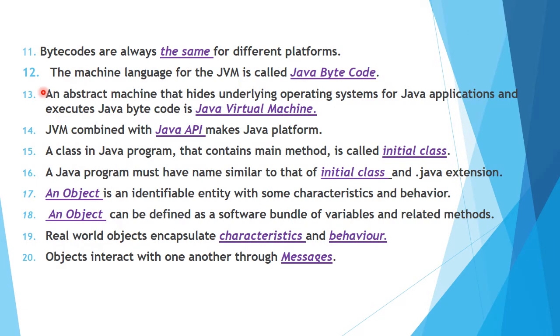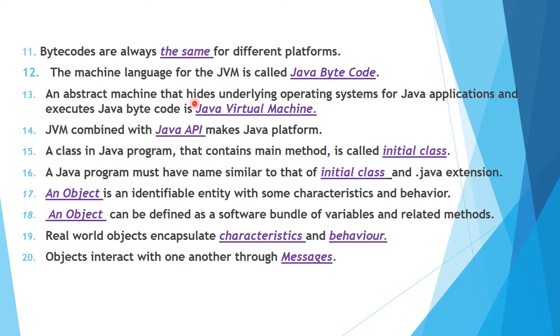More fill-ups. Byte codes are always the dash. Byte codes are always the same. You all know that byte code will never change for different platform. Okay, so it will be same. The machine language for the JVM means Java Virtual Machine. So machine language for the Java Virtual Machine will be always Java byte code.